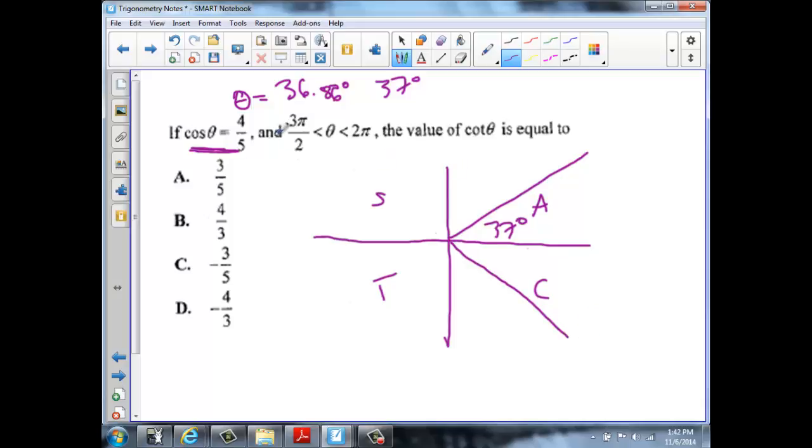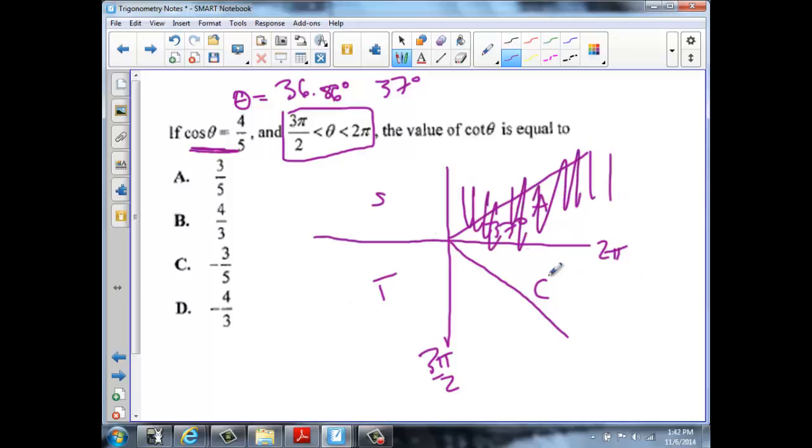Okay, the next thing here, this information right here helps narrow it down for me. 3 pi over 2 and 2 pi. Well, this is where 3 pi over 2 is, and 2 pi is right here. So it's in the fourth. So we weren't actually looking for this angle here, we were looking for this angle here. So is the angle actually 37 degrees? Well, no. Sure, we could make it negative 37 degrees. That would be valid. Or we could go all the way around and make it 327.